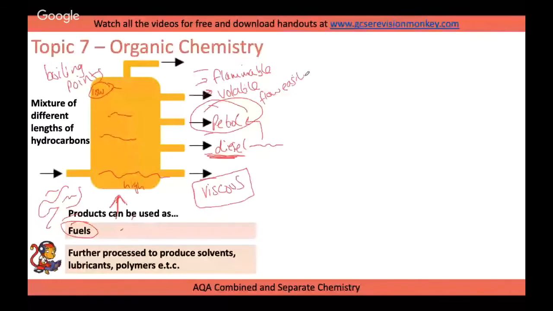They can be further processed to produce things such as solvents, lubricants, and polymers, which we'll come on to later. But in their raw source, they're best used as fuels.